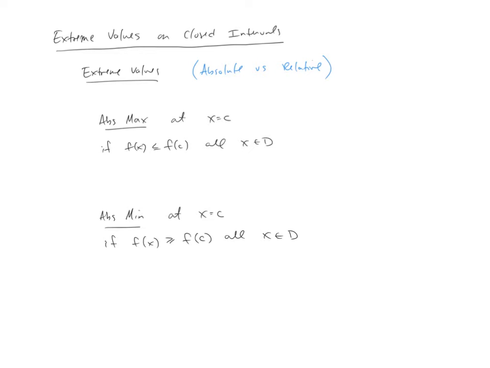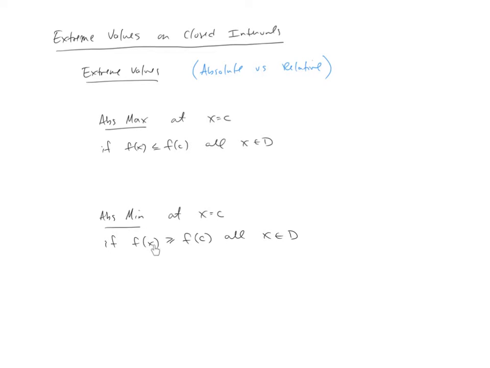It says that we have an absolute max at x equals c where all values of y are less than or equal to this one particular y value right here. So when all other y values are less than or equal to one particular y value at x equals c, we have an absolute max. This is true for all x in the domain of f. Okay? Similar on the absolute minimum at x equals c.